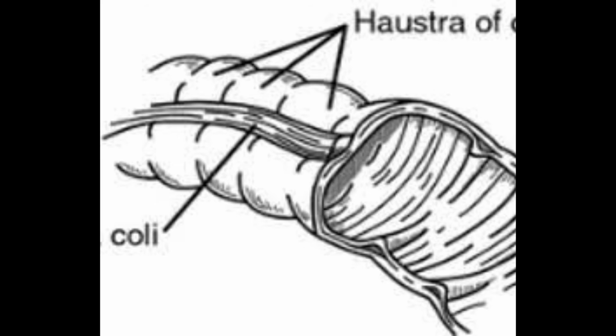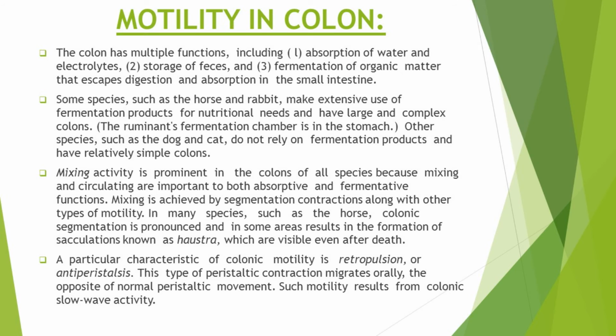So the haustra of the colon of horse cause the movement of food to the next haustra, and also cause the mixing of the chyme, and in this way it helps in the reabsorption of water. There is a particular characteristic of the motility in colon, and that particular characteristic is the retropulsion or antiperistalsis. This type of peristaltic contraction migrates towards the mouth, or we can say that this peristaltic contraction migrates orally.